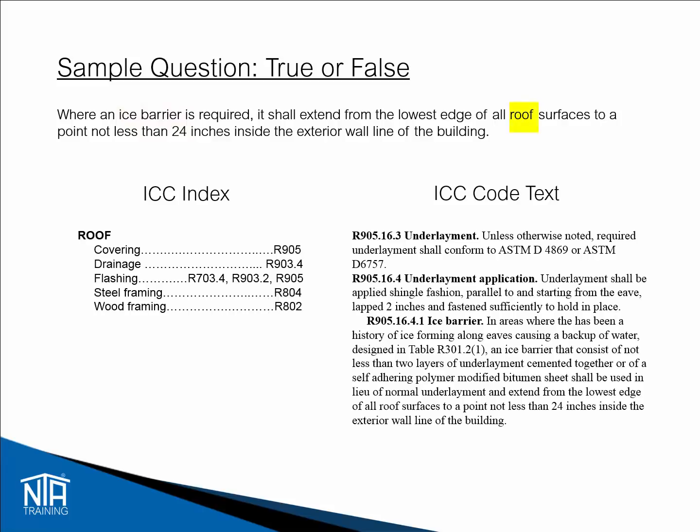Instead, use roof and coverings, since an ice barrier is a type of roof covering. This will lead you to section R905. Section R905 is pretty extensive and has multiple subsections. Skim through this section of the code and try to find the words ice barrier. You will find them under section R905.16.4 Underlayment Application. Read the section which starts with ice barrier. From reading this section, you will find the answer to the statement is true.